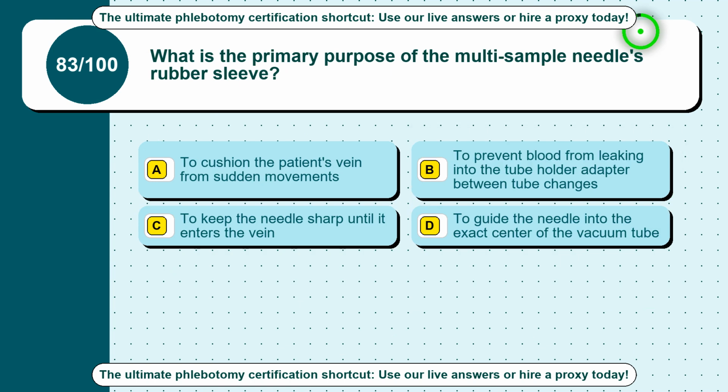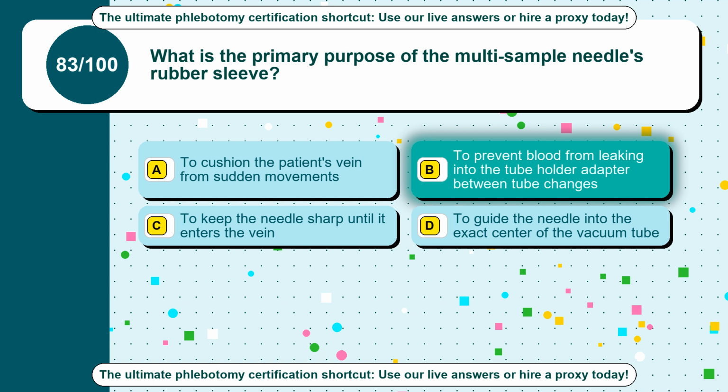Question 83. What is the primary purpose of the multisample needle's rubber sleeve? Option A, to cushion the patient's vein from sudden movements. Option B, to prevent blood from leaking into the tube holder adapter between tube changes. Option C, to keep the needle sharp until it enters the vein. Option D, to guide the needle into the exact center of the vacuum tube. The correct answer is option B. To prevent blood from leaking into the tube holder adapter between tube changes.